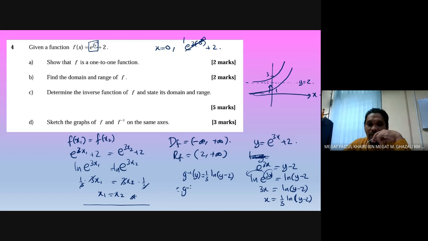Then g inverse of x equal to 1 over 3 ln(x minus 2). Okay, so class, this is the inverse of the function f(x).